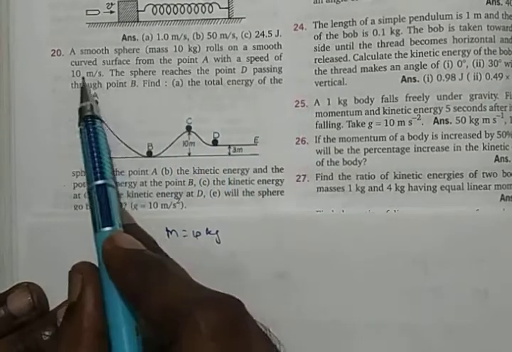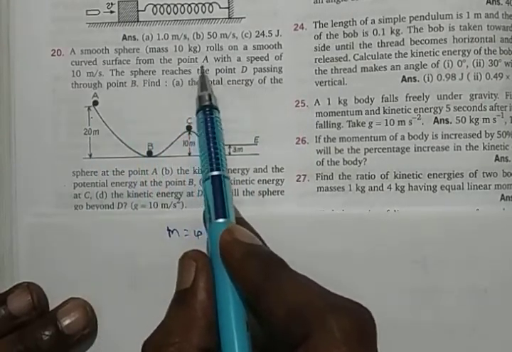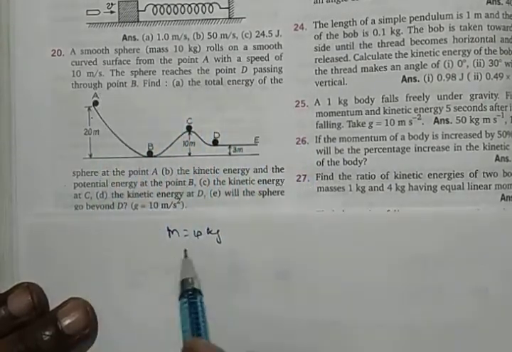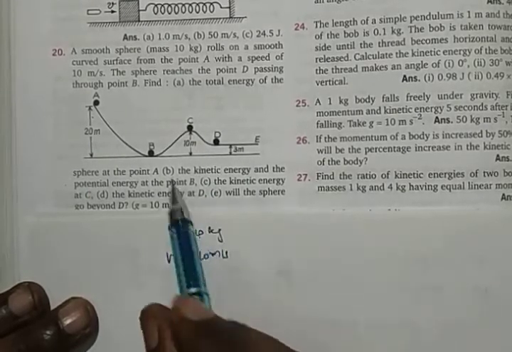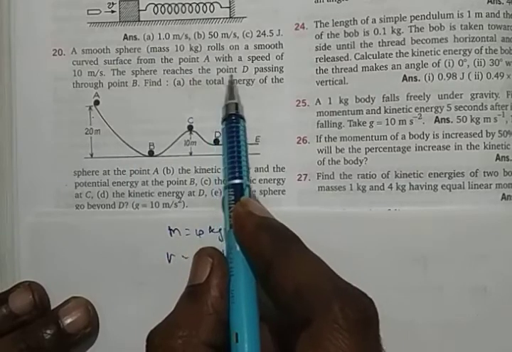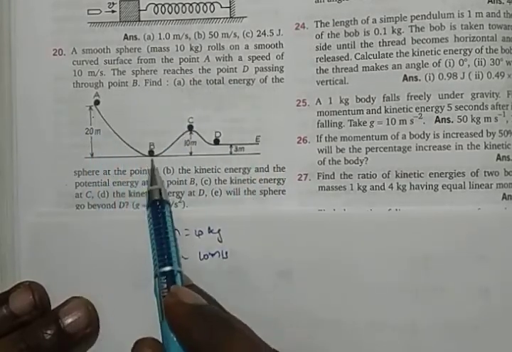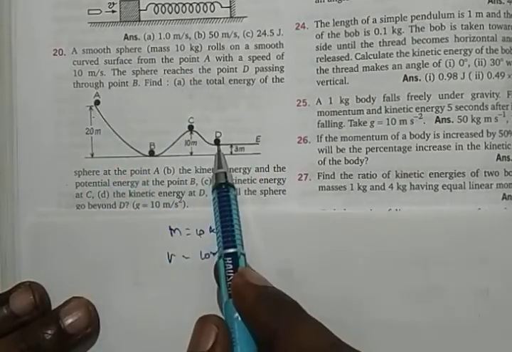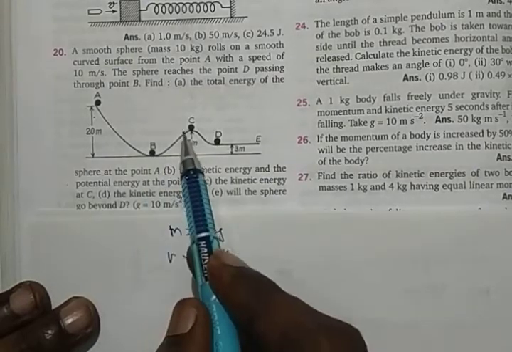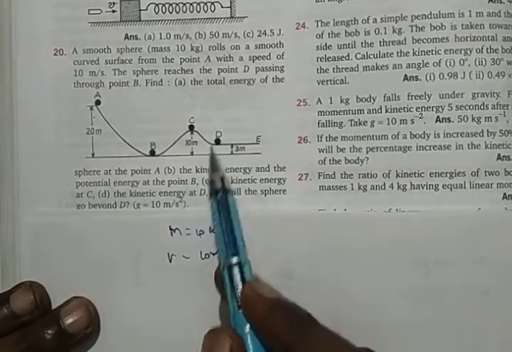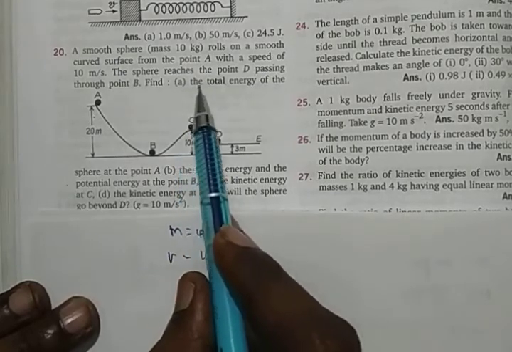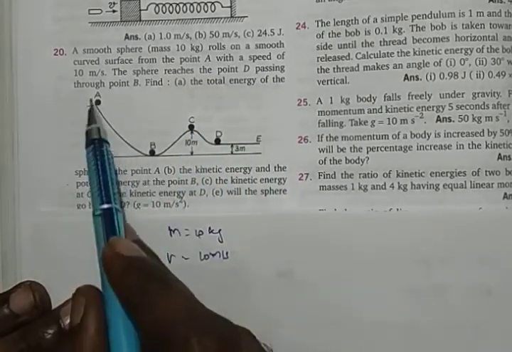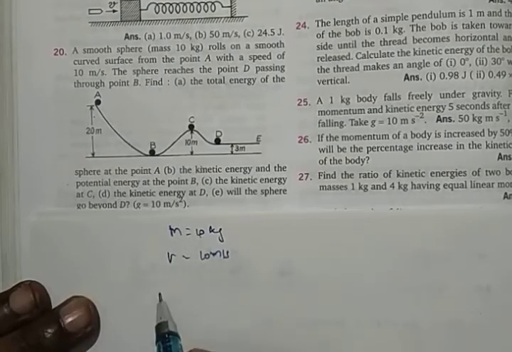Rolls on a smooth curved surface from a point A with a speed of 10 meter per second. So the v is going to be equal to 10 meter per second. The sphere reaches the point D passing through B and passing through C. It finally reaches here. Right. So find the total energy of the sphere at A. What is the total energy?